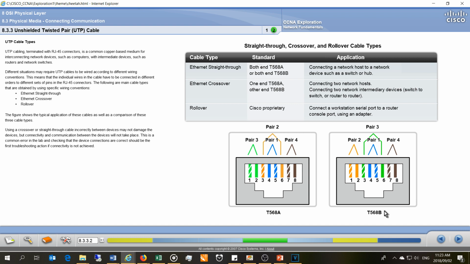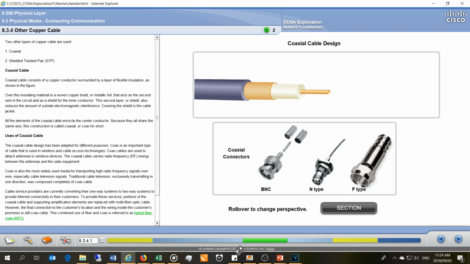Now, if we are making a crossover cable, unfortunately, we do have to swap the pairs, and then we will have on the one side of your cable, it will be T568A, and on the other side, it will be T568B. And then we have something called a rollover cable, and I wonder if I have a picture here. I don't have a picture here.